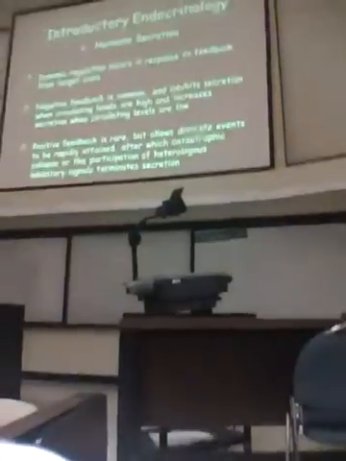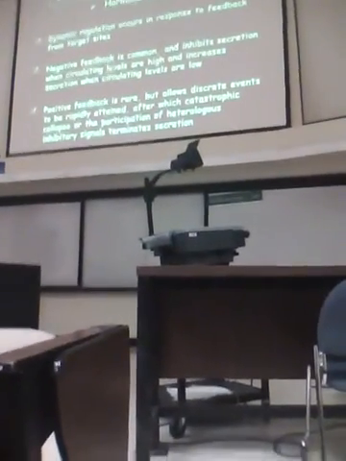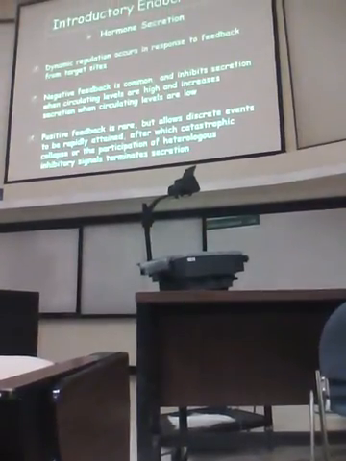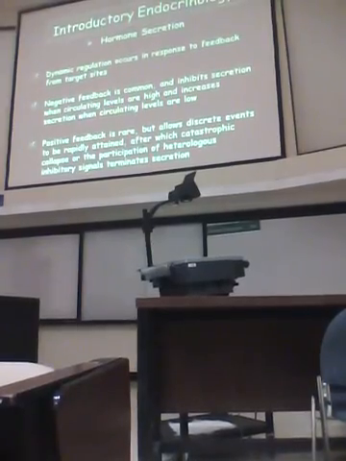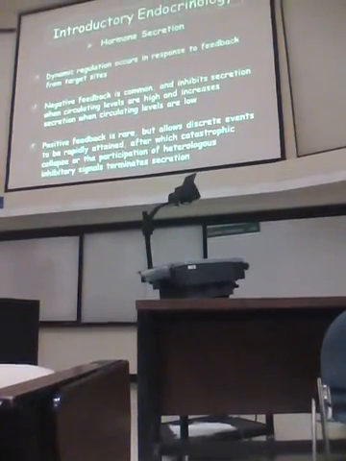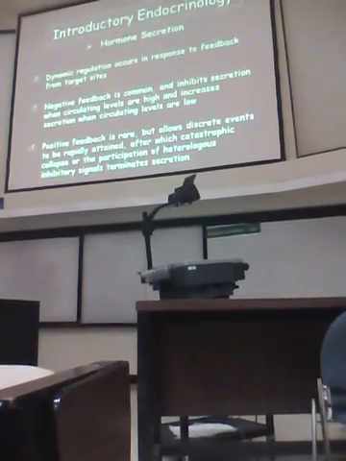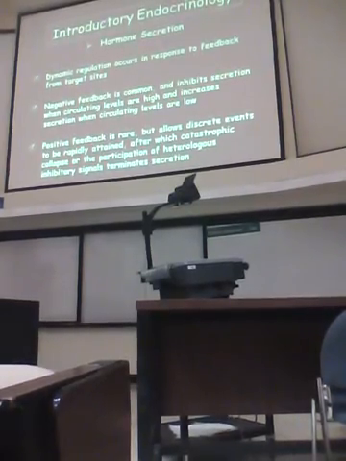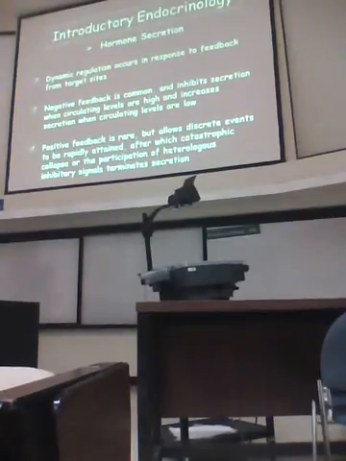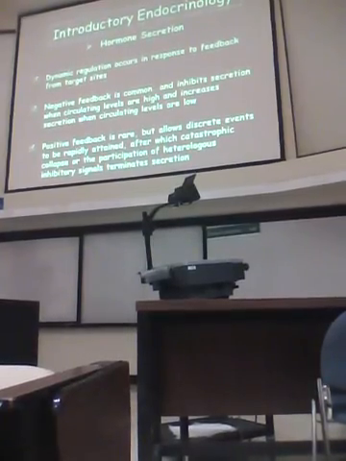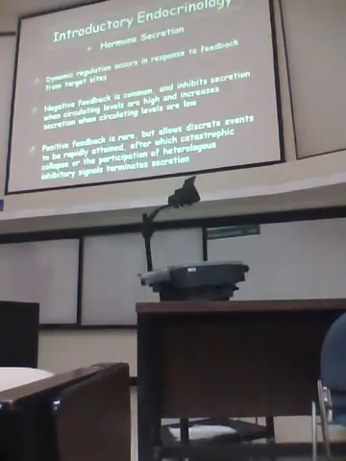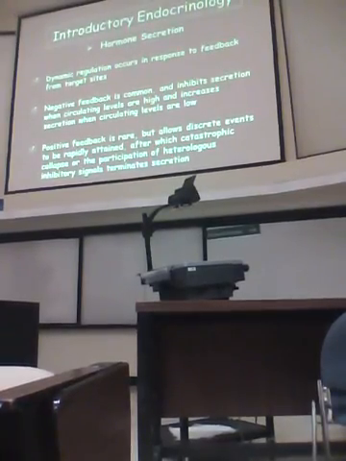Now, the way that secretion occurs is usually in response to feedback, and the feedback usually comes from the action of the hormone on target sites. And two sorts of feedback, negative feedback and positive feedback. Negative is the usual system which will inhibit hormone secretion when circulating levels are high, but it will increase hormone secretion when circulating levels are low.